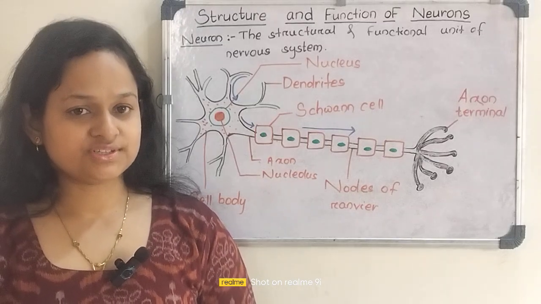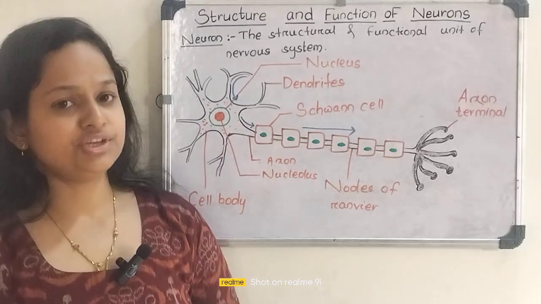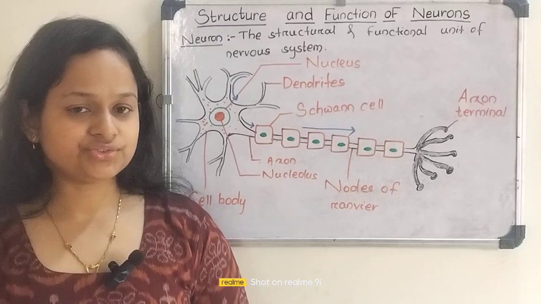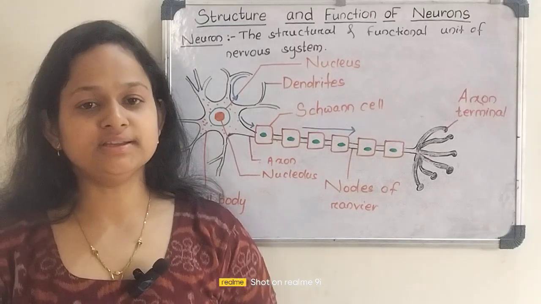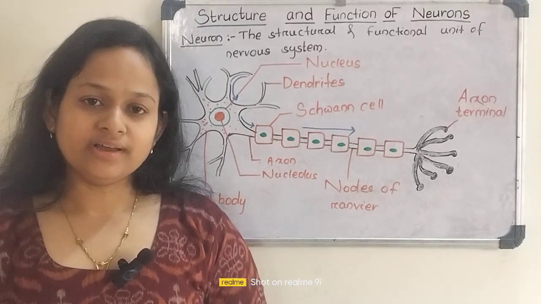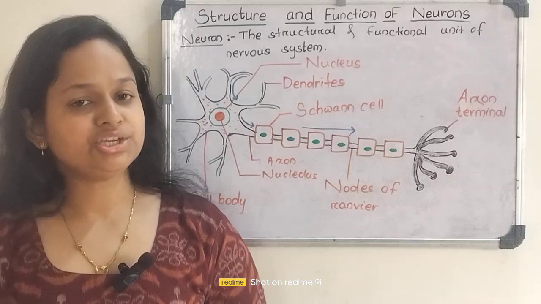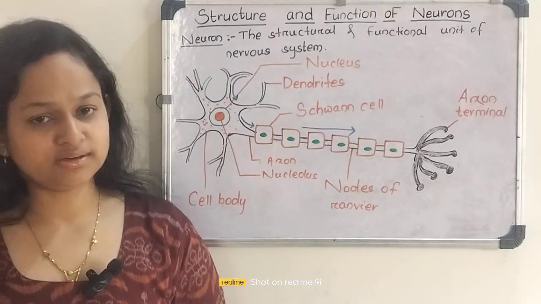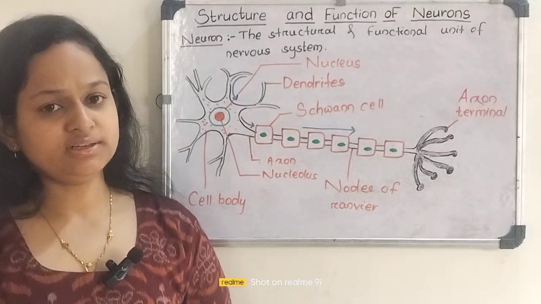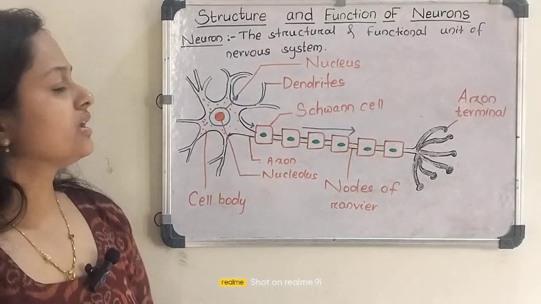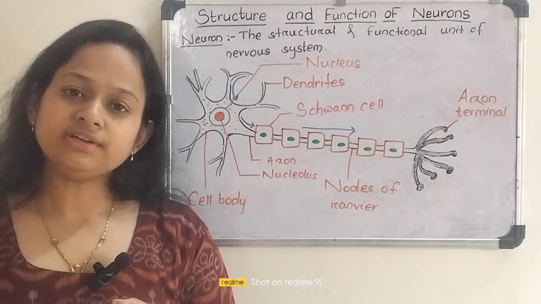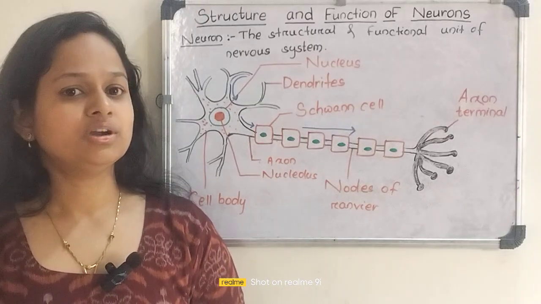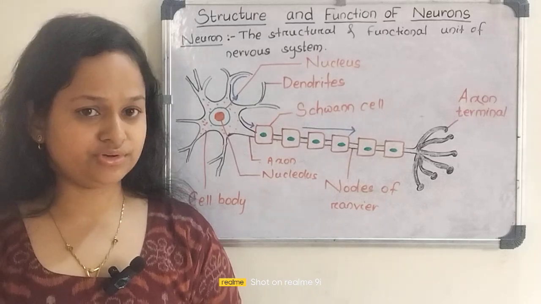So today I am going to discuss the structure and function of neurons. In the previous video I have already discussed the introduction to control and coordination, and I have already told that the structural and functional unit of the nervous system is the neuron, and we will discuss it in detail. So the neurons, I have already told that there are three types of neuron. They are sensory neuron, motor neuron and relay neuron.